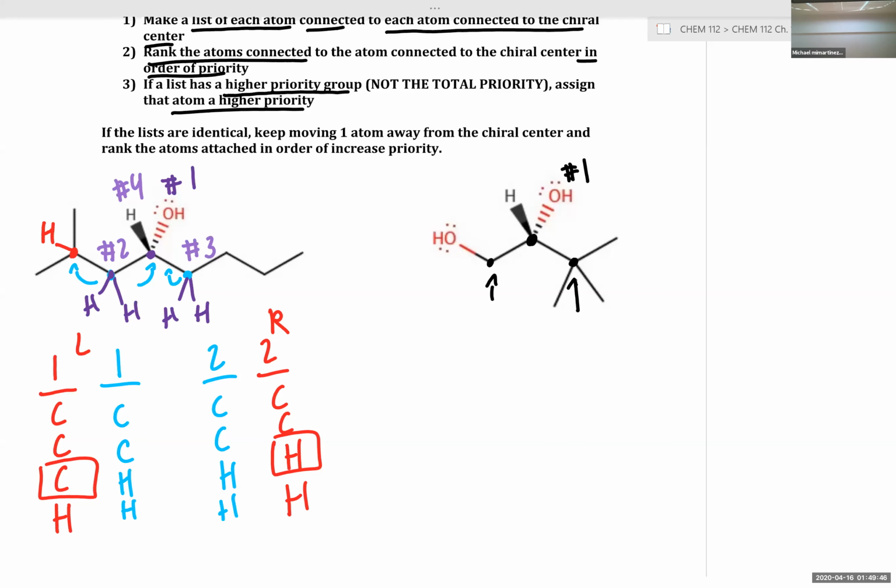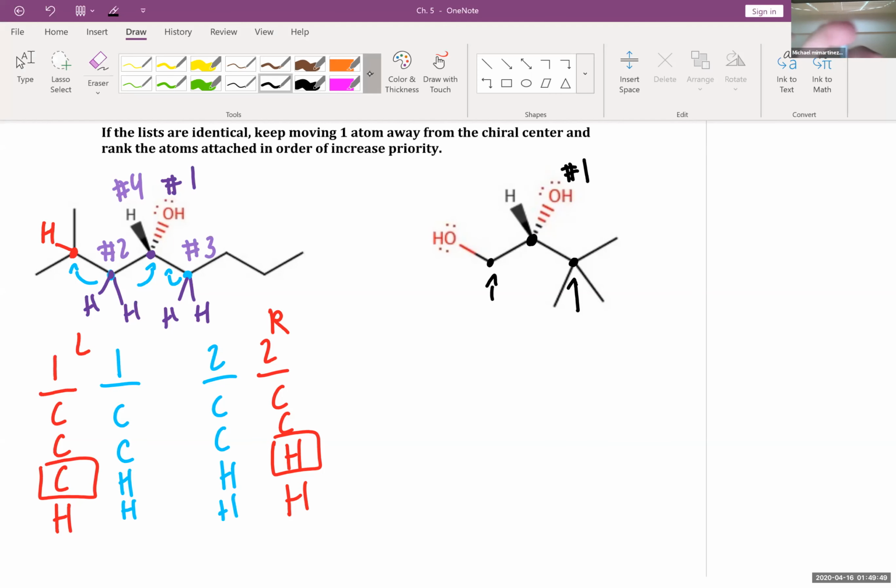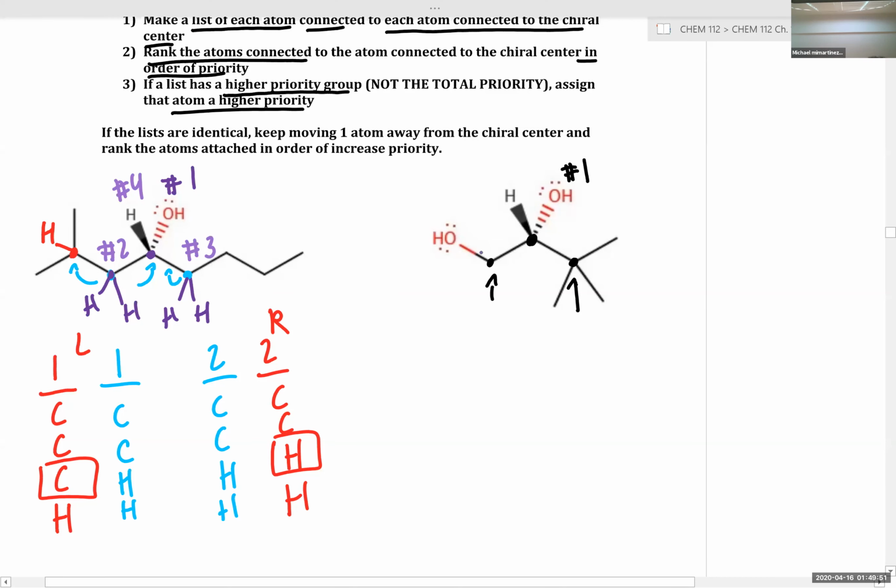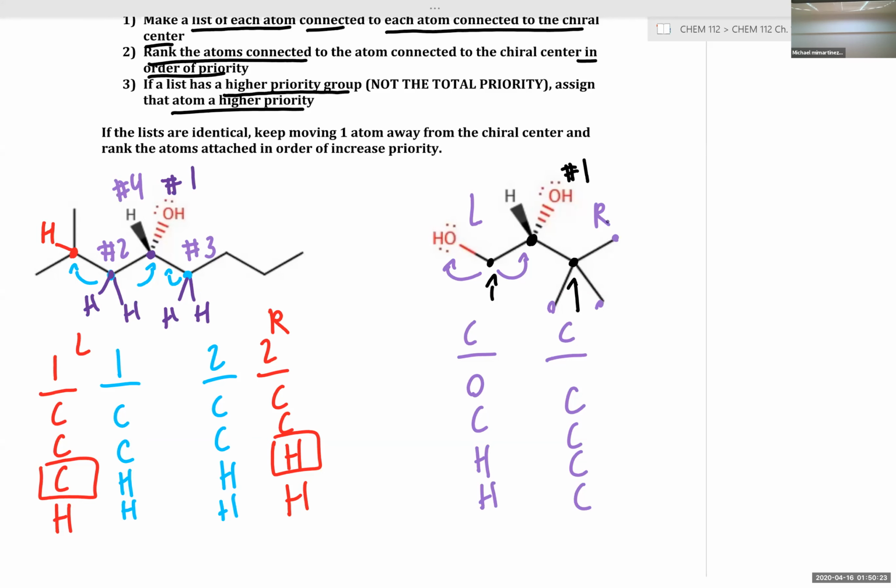Well, they're both carbon, and the reason why people are typing no is because if we look one step over, we make a list for each of these carbons. Attached to this carbon, we have an oxygen, a carbon, and 2 hydrogens. To the carbon on the right, we have a carbon, a carbon, a carbon, and a carbon. So which one wins out? Which one has the highest atomic mass group? Left, exactly right. Oxygen wins out.